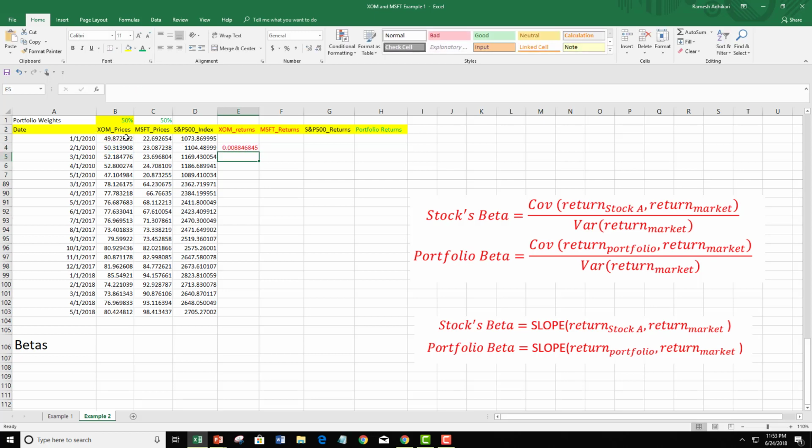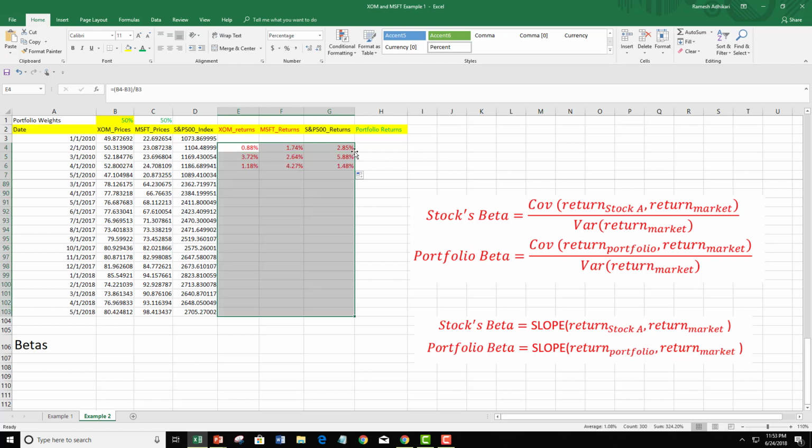Once you compute this, you can drag it to the right to get for others because they are next to each other. So you can compute for Microsoft, dragging to the right, and for S&P 500 index you can drag it to the right. So once you have computed for all these three for the second time period, you can just double click on the square box, and now it computes the return for all the months.